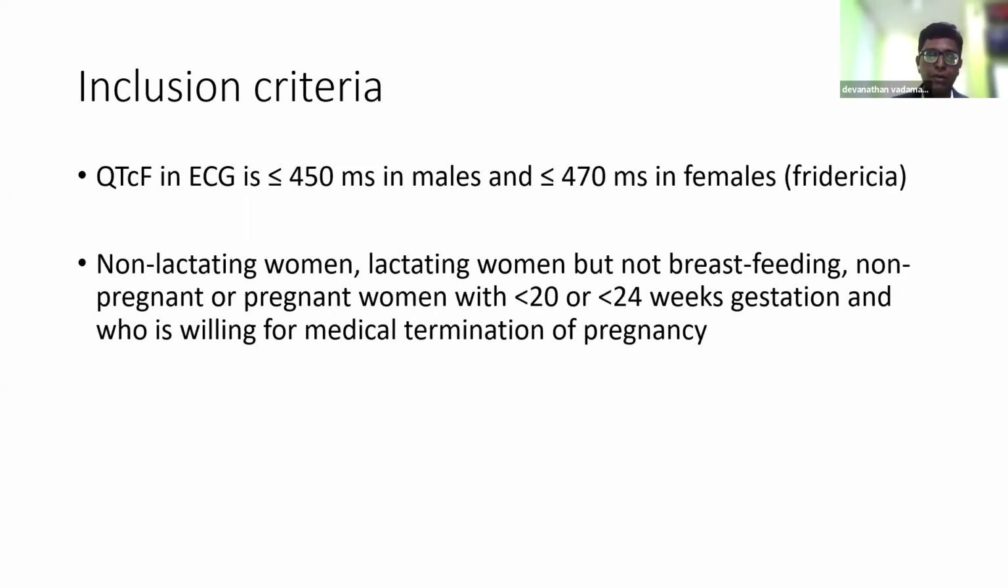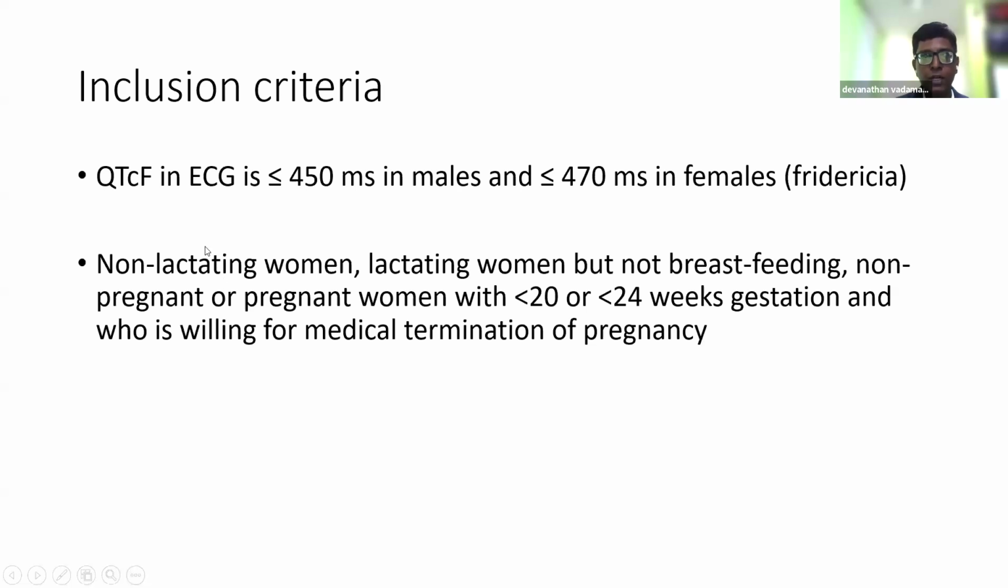Next, we know bedaquiline can cause QT prolongation. We need to see the QT interval. What we follow is the Fridericia correction. According to Fridericia criteria, in males the QTcF should be less than 450, and in females it should be less than 470. It can be easily calculated. In the further slides, I'll let you know how to calculate this. So as of now, in males, the ECG QTcF according to Fridericia should be less than 450. Then only we can give this regimen. And in females, it should be less than 470.